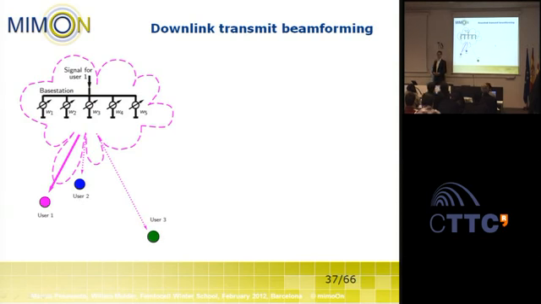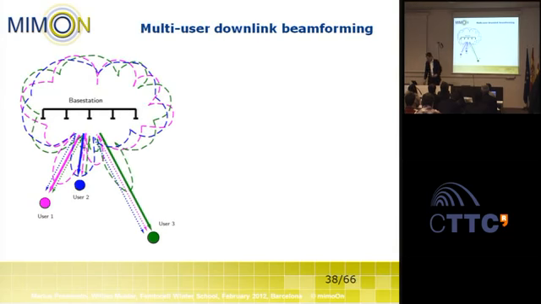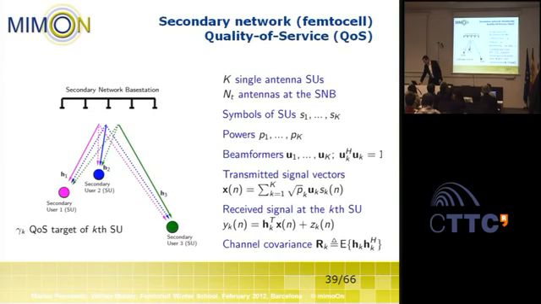So we should have nulls towards the remaining users. So we do this for every user, and then for each user we have a beam pattern, and these beam patterns should be as orthogonal to each other as possible. So this is the idea of multi-user downlink beamforming, and let us take a look at this beamforming design that we can choose here. So let us consider the case that we have K single antenna femtocell users.